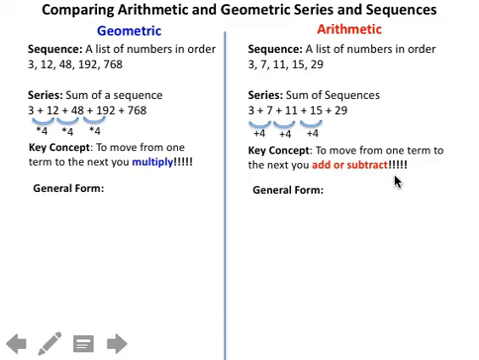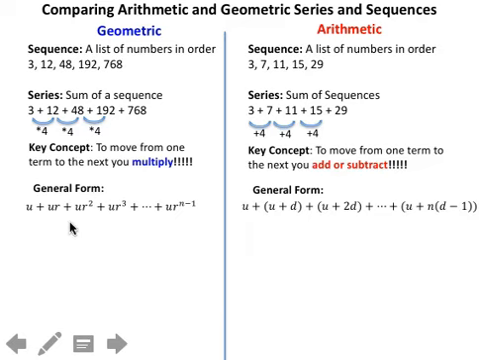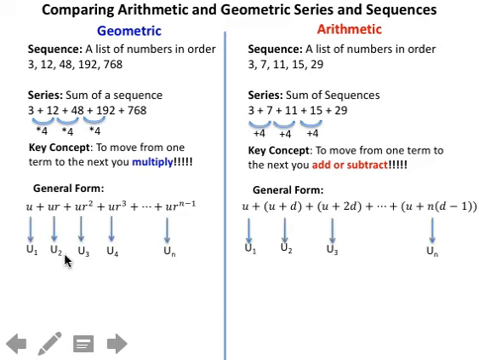Now, they both have general forms. The general form for a geometric series is u plus u times r, plus u times r squared, plus u times r cubed. And you'll notice here what's changing is we're simply multiplying by r each time. Whereas for an arithmetic series, instead, we are going to add what we call the common difference, in this case d. And we're going to add d, then 2d, then 3d, so on and so forth, till you get the final term. Each of these terms we'll label as u subscript 1, u subscript 2, u subscript 3, so on and so forth. That just is a way for us to label which term we're working with.